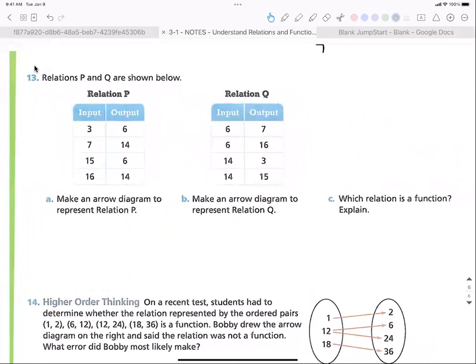Let me know if you have any questions. If you guys are at home and you have any questions, you can shoot me an email. And if you don't have a workbook at home, you can click the link at the bottom of this assignment and it will open up a Kami version of the homework.